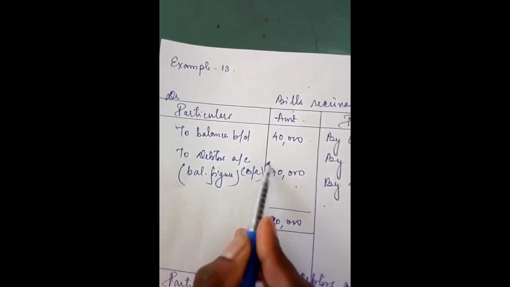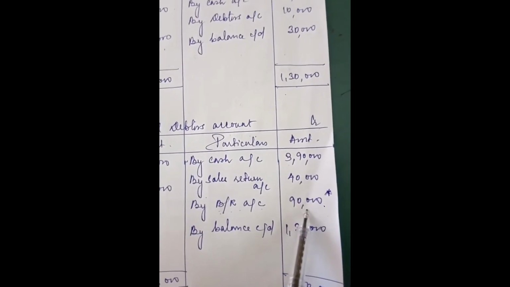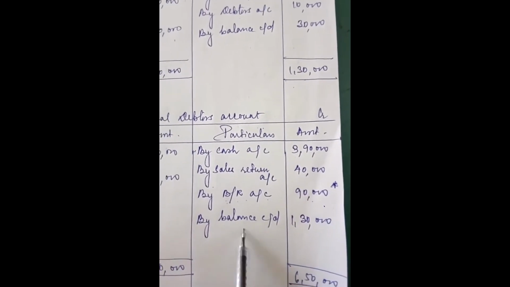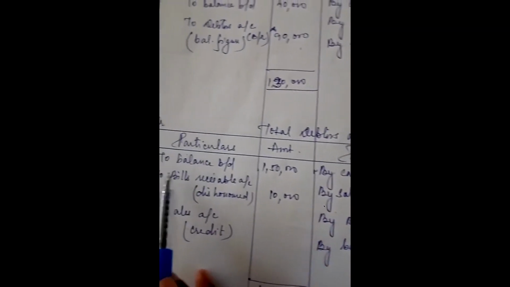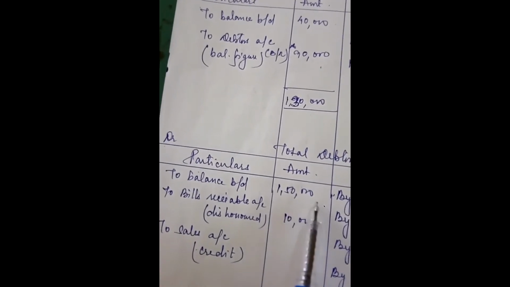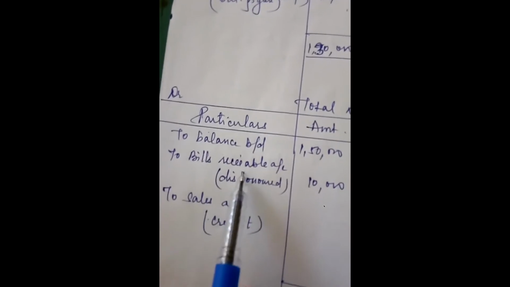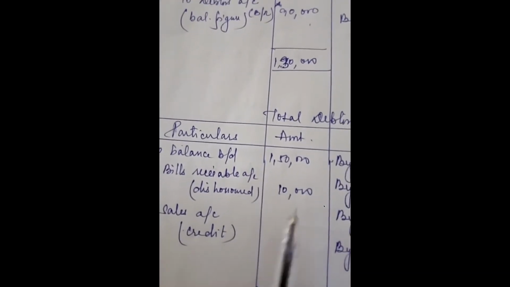This 90,000 should be brought to total debtors account here. Then we write by balance CD 1,30,000. Now the debit side, to balance BD, the opening balance, 1,50,000. To bills receivable account, because there is a dishonored given, 10,000.